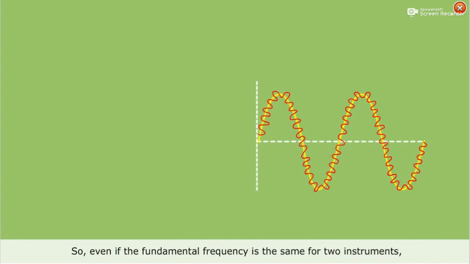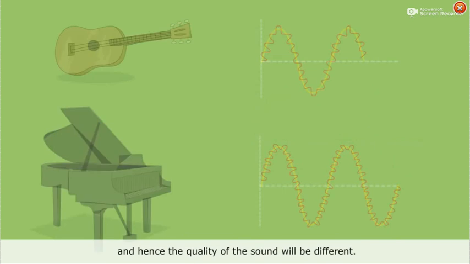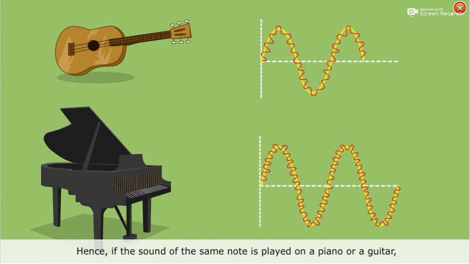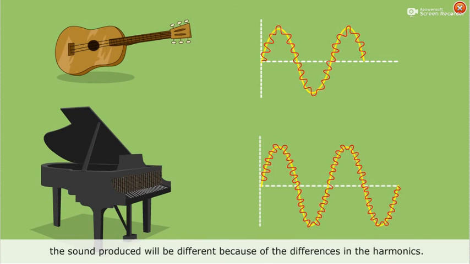So even if the fundamental frequency is the same for two instruments, the harmonics will be different, and hence the quality of the sound will be different. Hence, if the sound of the same note is played on a piano or a guitar, the sound produced will be different because of the differences in the harmonics.